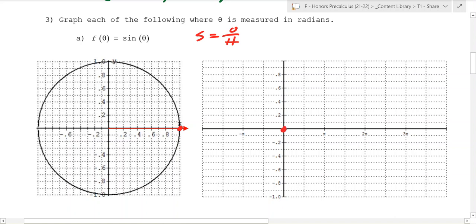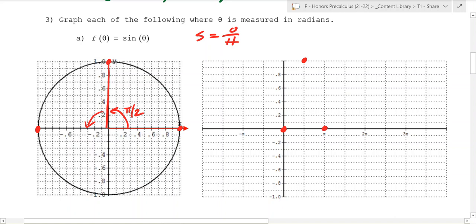Now, when you're at 90 degrees, so when you're at pi over 2, you're going to be all the way back up here. And in this case, the triangle turns into 1 over 1. The hypotenuse is always 1, but now the opposite side is going to be the height, so you're going to be all the way up here. That's time equals pi over 2. And then when you go all the way around, you're back down at 0 again.